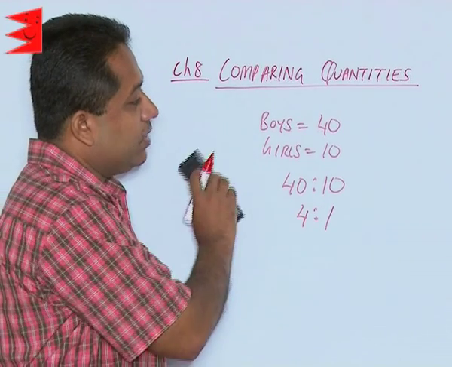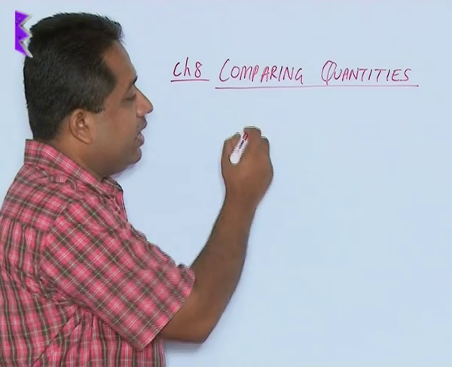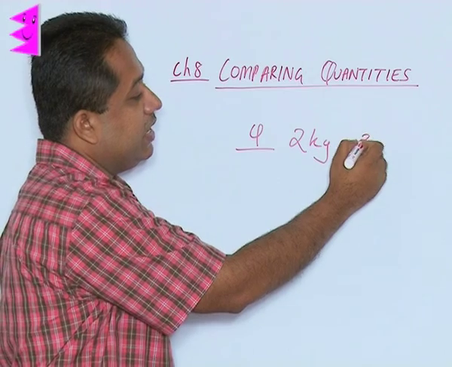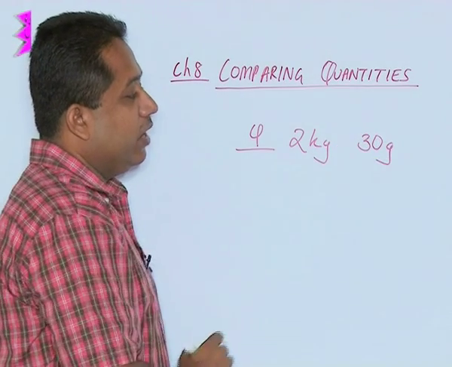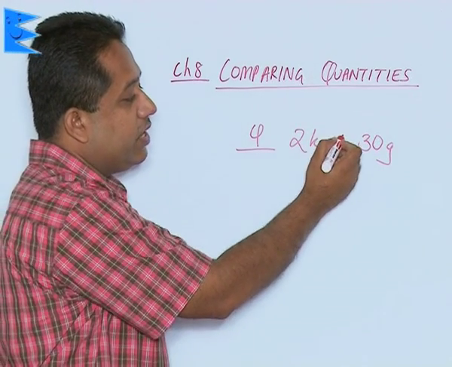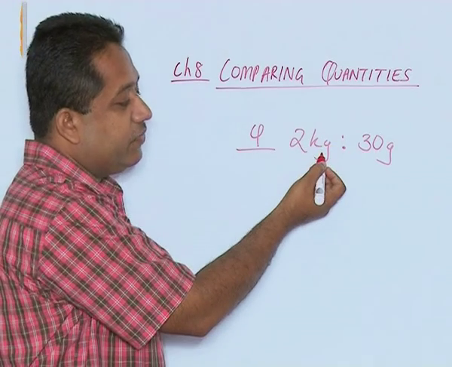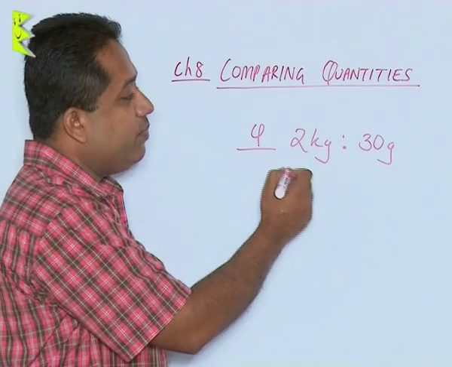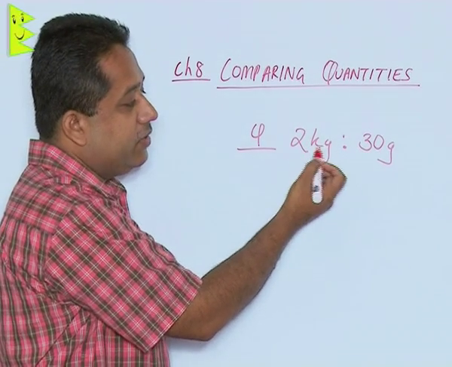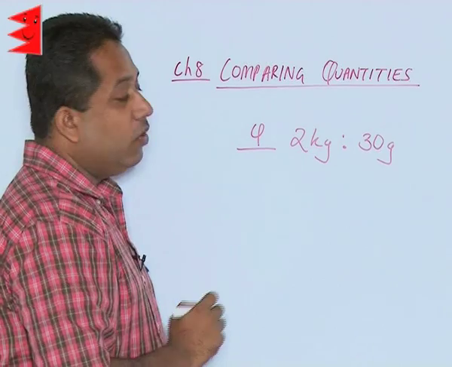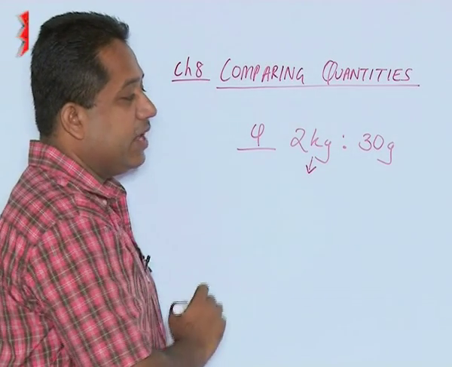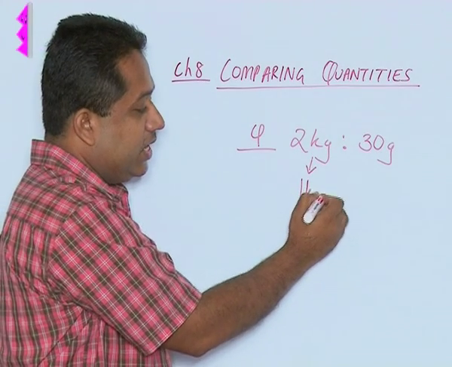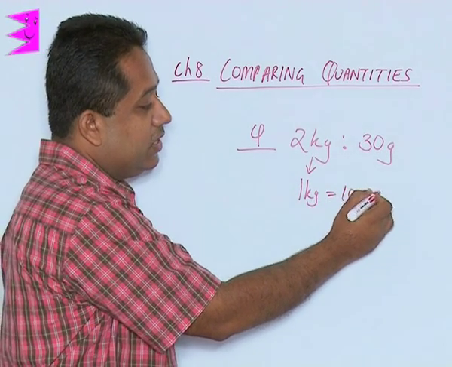What about the next example where we have a quantity, let us say 2 kg and the other is 30 grams. Now, here if we want to find out the ratio of 2 kg and 30 grams, we find that the first quantity is in kilograms and the second quantity is in grams. So, I will not be able to compare it at the moment since the units are different. So, we have to convert the kg into grams or the grams into kg, and for that we have to know that 1 kg is equivalent to 1000 grams.